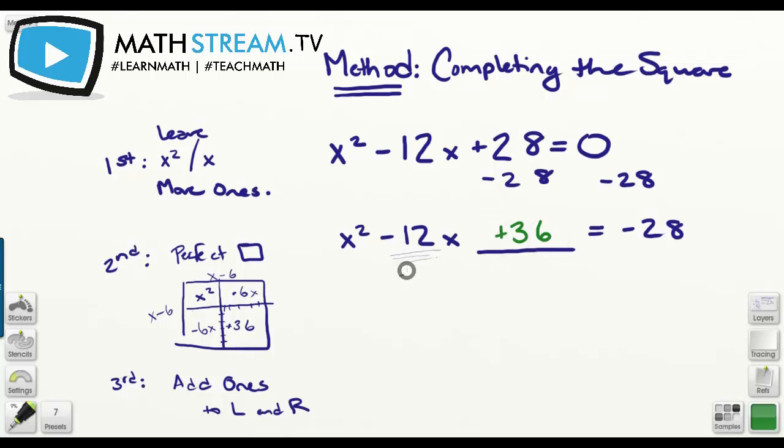So here we have the idea that negative 6 plus negative 6 gives me my 12 x's, and negative 6 times negative 6 gives me my 36 ones. So we're fitting that pattern that we talked about in the last video.